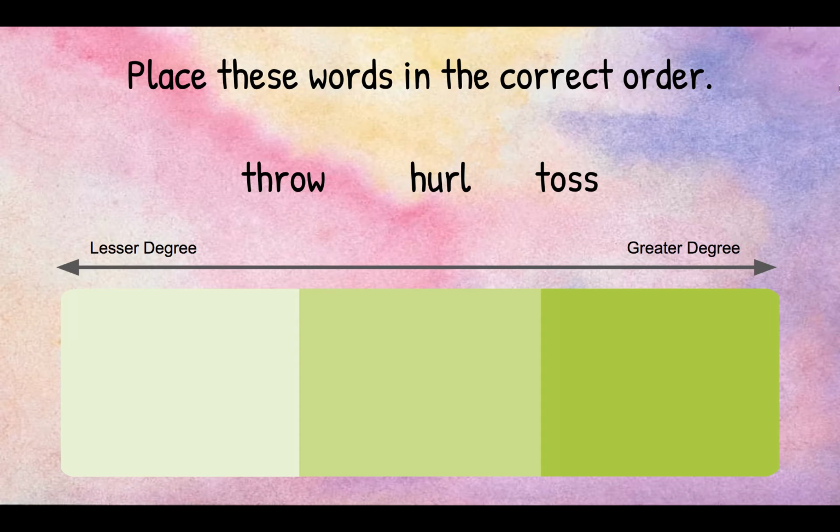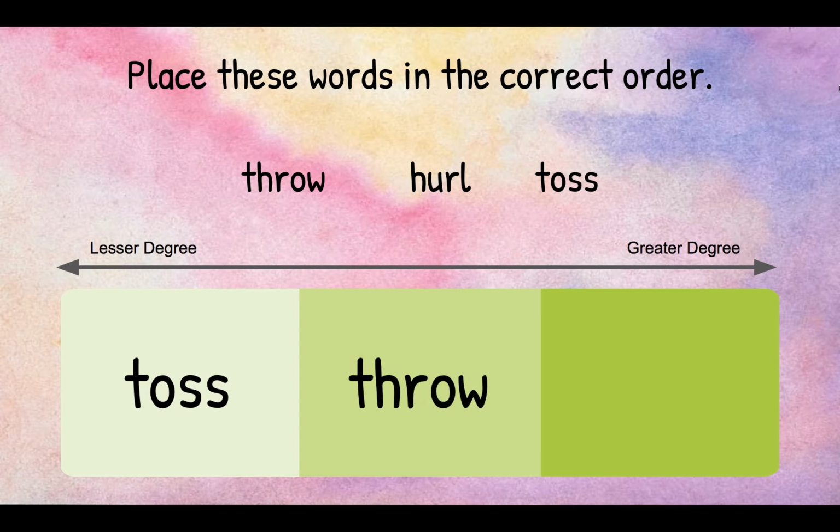Place these words in the correct order. Throw, hurl, toss. Imagine that you have a ball in your hand. Are you going to toss it, throw it, or hurl it? Which one would be the lesser degree? Toss. What would come after toss? Throw, which means hurl will come last.